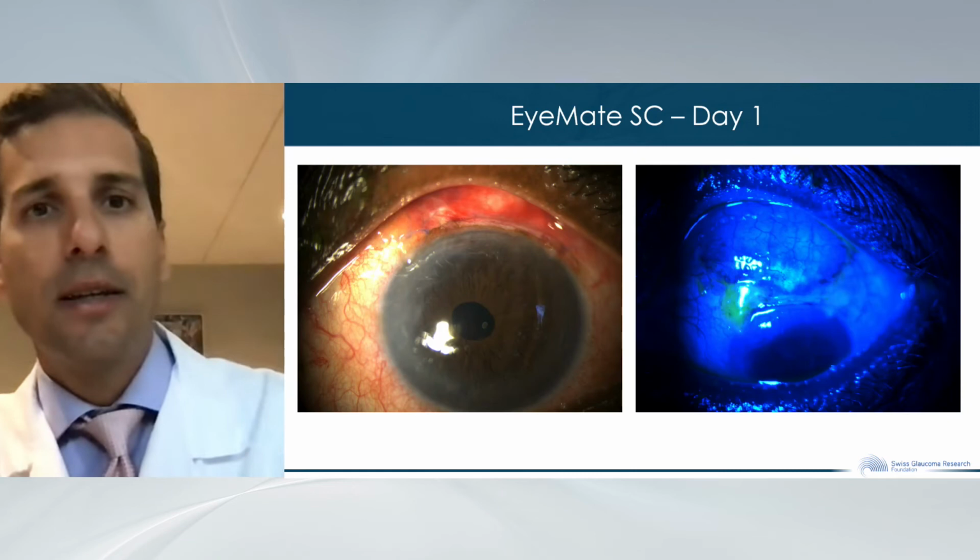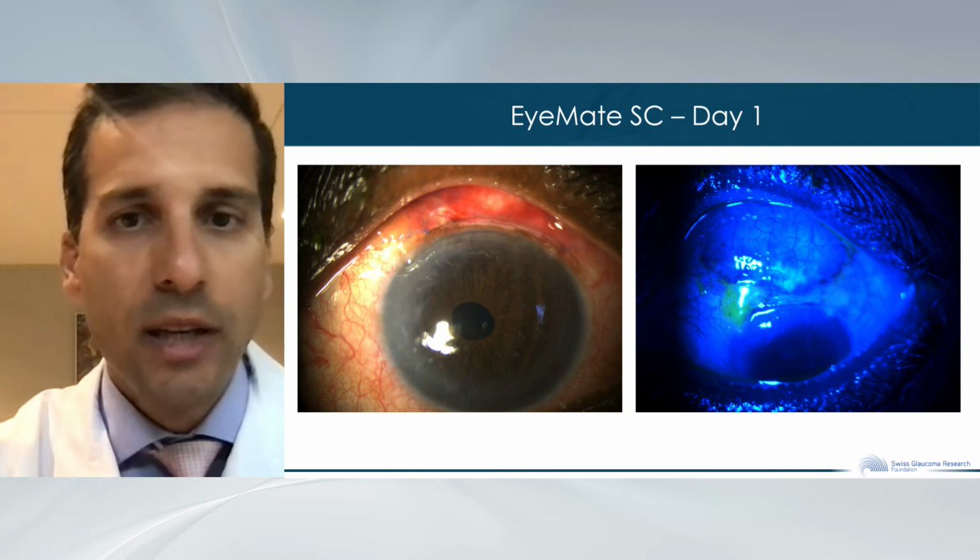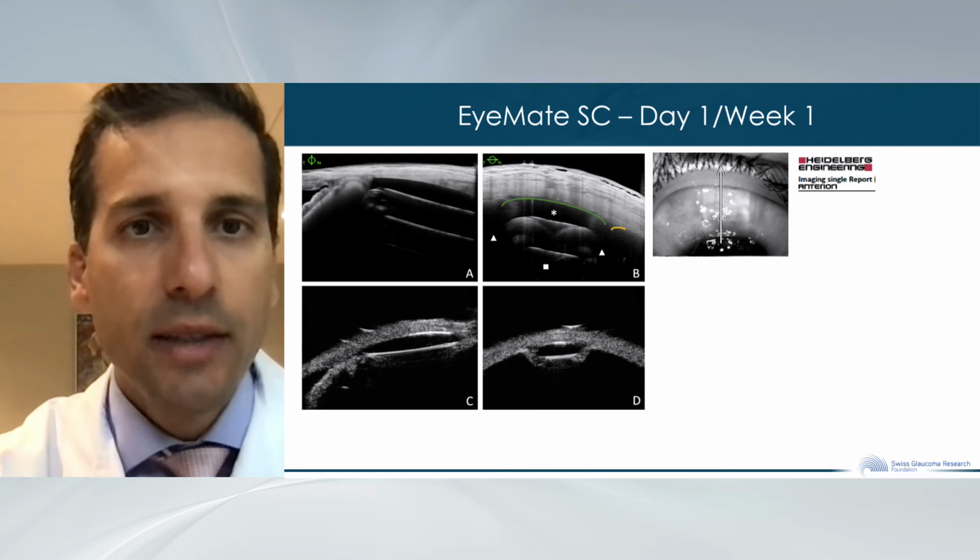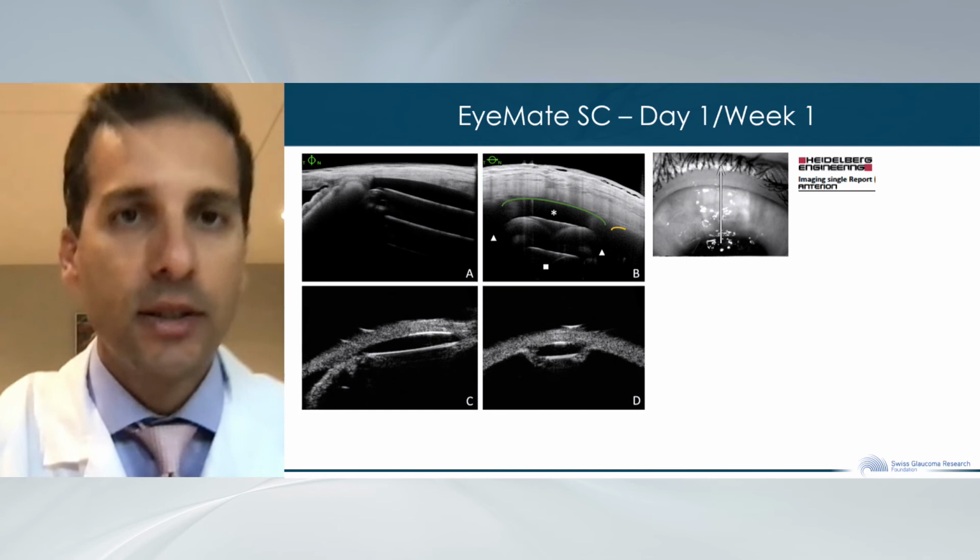Okay, this is the patient's eye on the following day. It looks like any normal deep sclerectomy. Next slide. Here you see the device embedded within the surgical site. These are anterior and swept source OCT images. Next slide. And the patient now is happy, returns home.